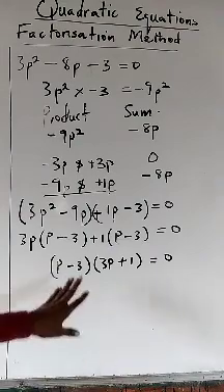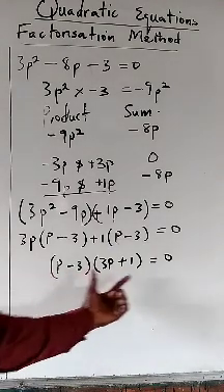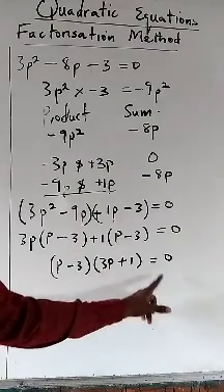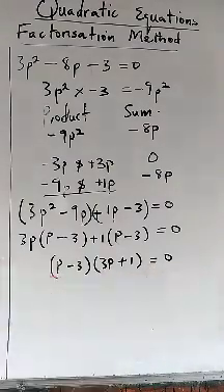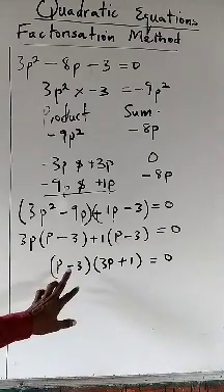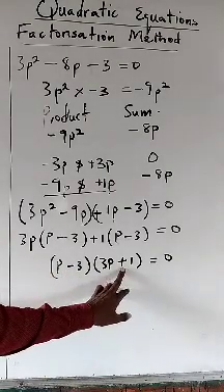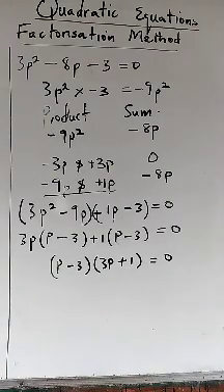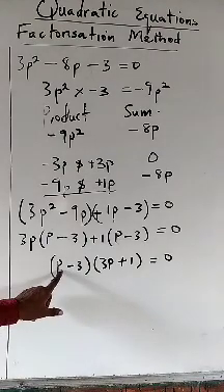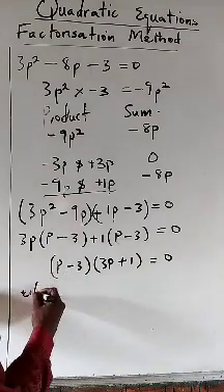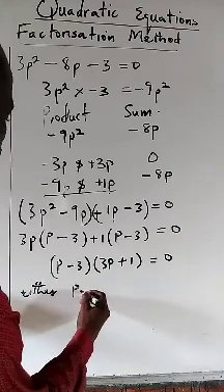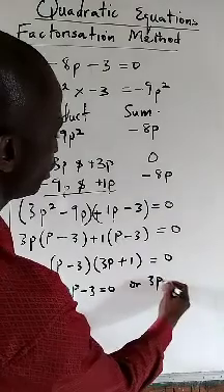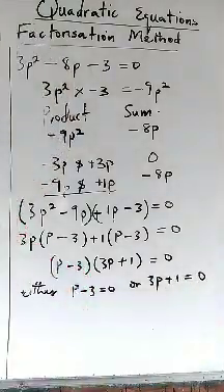When you are multiplying two things together, bracket times bracket, bracket means multiplication. If you are multiplying two things together and our result is 0, that shows that before we can get 0, it's either this one is 0 or this one is 0. That is the argument you always apply when you are solving by factorization method. Now that shows that it's either p minus 3 equals to 0, or the second bracket 3p plus 1 equals to 0.